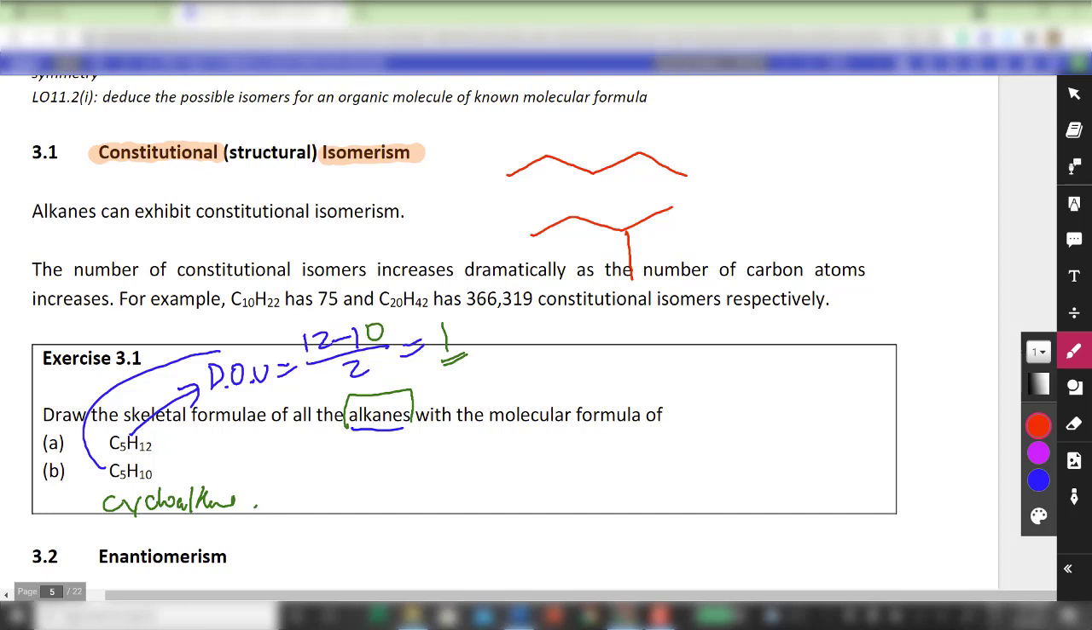Then the next thing you might be thinking is, can I branch the other carbon? So can I draw this? You actually can if you want, but it's actually the same thing as the one on the left. So normally we won't draw this.